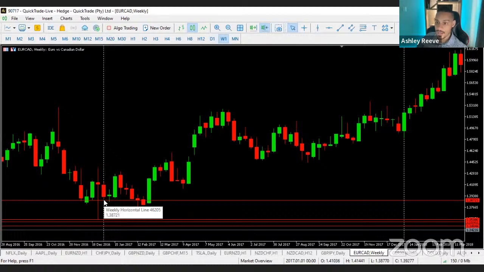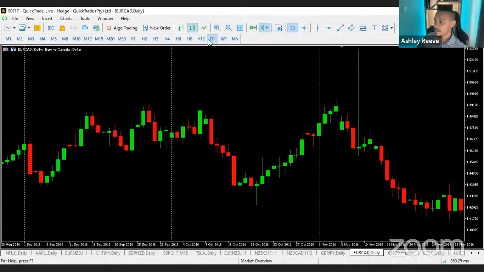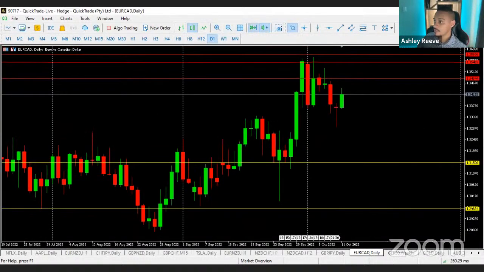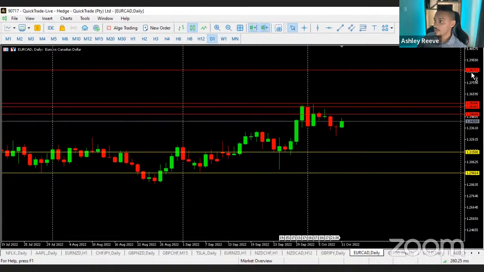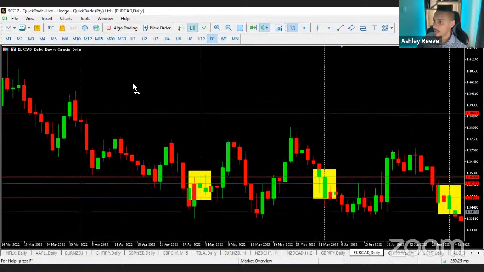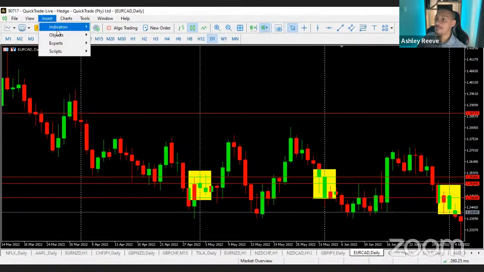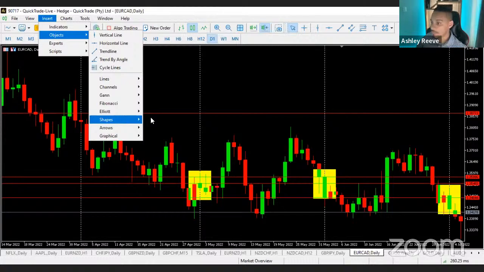Can you guys see that? There. On what time frame am I? Weekly. So what we do is we switch and drop down to a daily, to see how relevant it is. 1.38721, and I'm moving back, back, there. So the weekly and the daily are matching up at a pivot point. You can make a note of that.